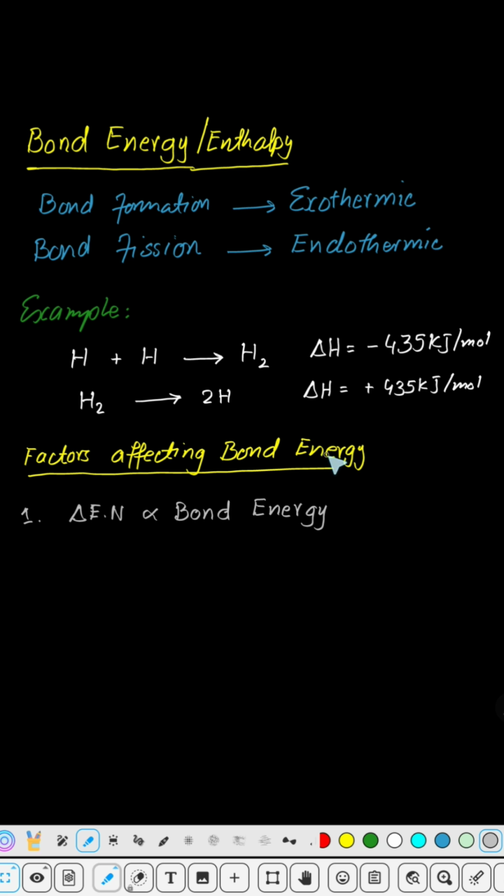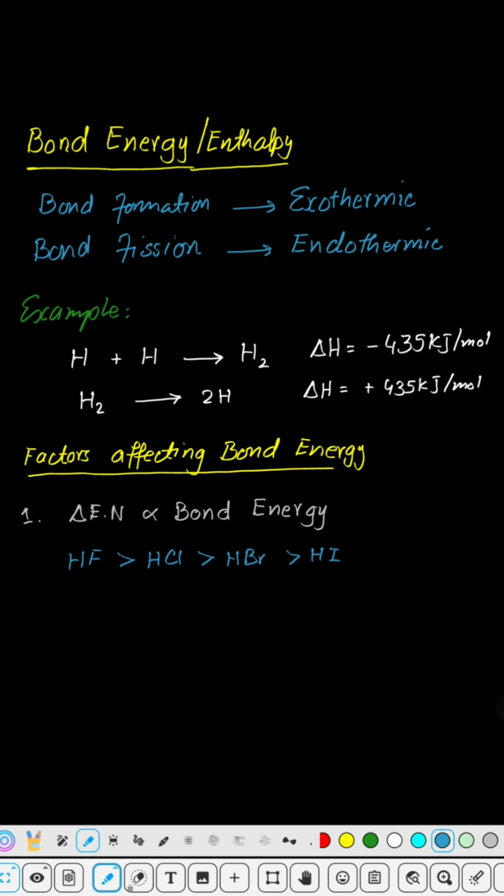Factors affecting bond energy, and these are the main concept by which various questions can be devised to present for you. Change in electronegativity is directly proportional to bond energy. If the change in electronegativity of the two bonded atoms is higher, then bond energy will be higher. For example, HF has higher bond energy than HCl. It has higher bond energy than HBr, and HBr has higher bond energy than HI.